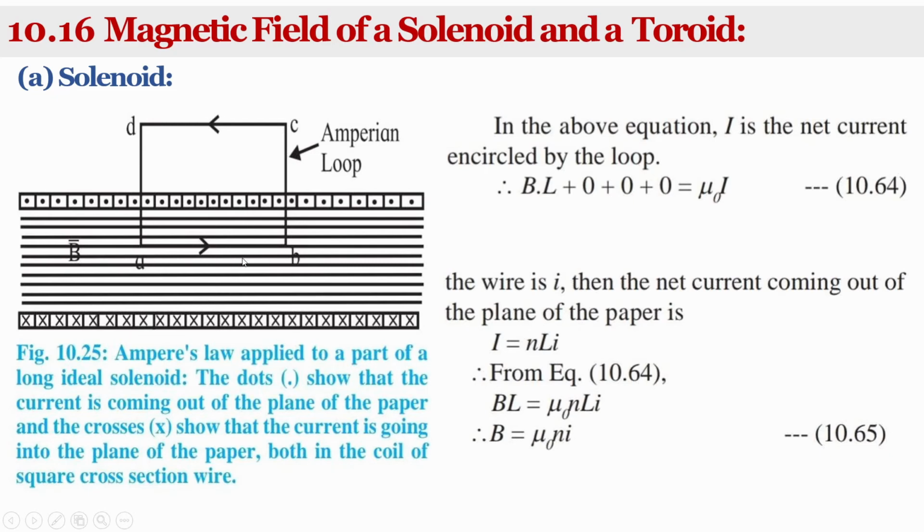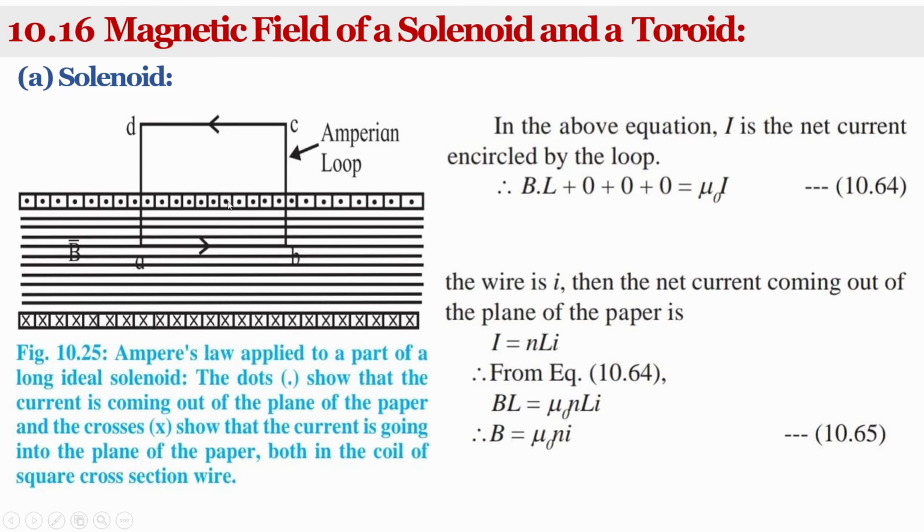For AB, B is constant and the remaining is the integral of dl. Because B dl cos theta, and theta is 0 since the magnetic field and the length are in the same direction, cos 0 equals 1. So B is constant and taken out of the integration, the line integral of dl is the length of side AB, and that length is L. So we can write B L, plus 0 for BC, 0 for CD, and 0 for AD.